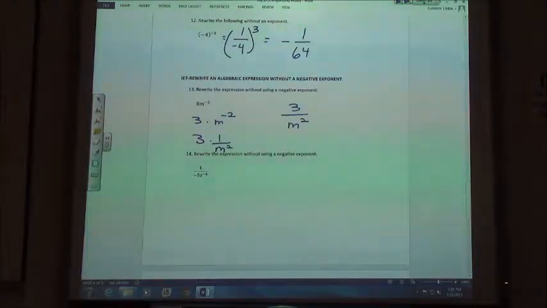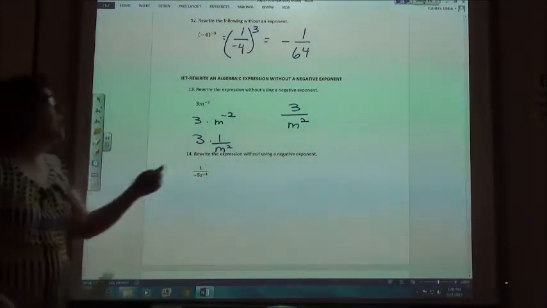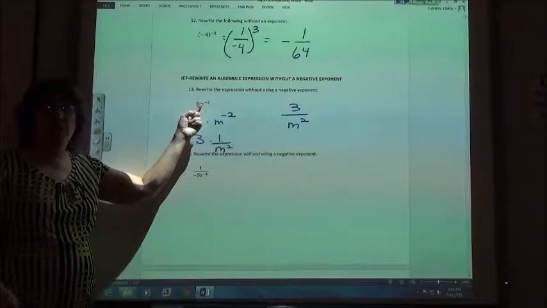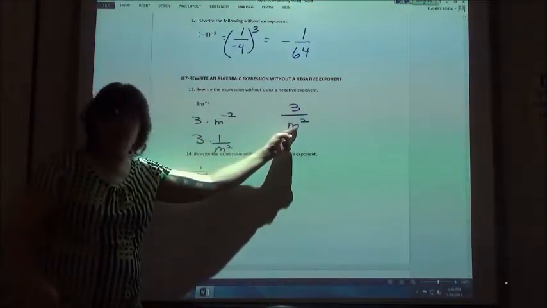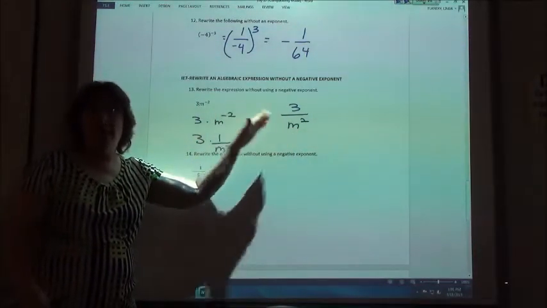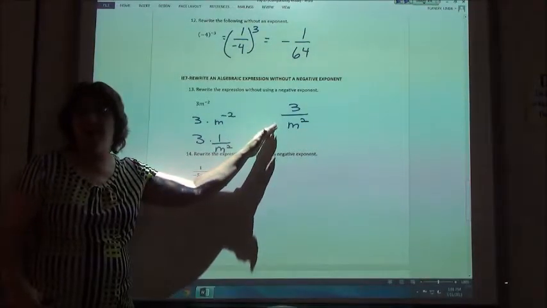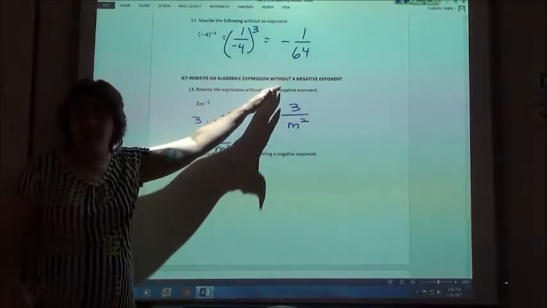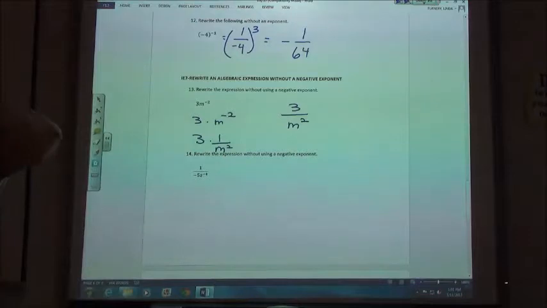So what they're going to tell you on Alex is, if my negative is on the top of the fraction, to make it positive, I'm going to move it to the bottom of the fraction. If it's on the bottom of the fraction, to make it positive, I'm going to move it to the top of the fraction, because I'm doing the reciprocal. So if my negative is on the top, I move it to the bottom. If it's on the bottom, I move it to the top. That's if it's an exponent.